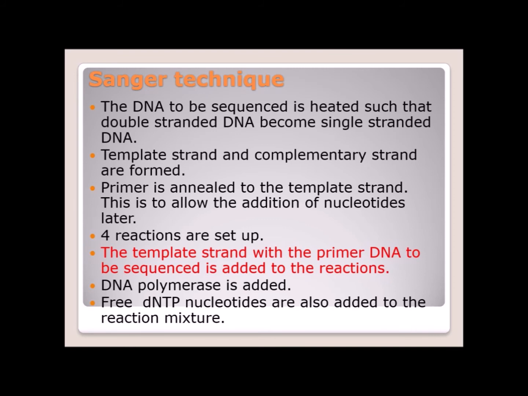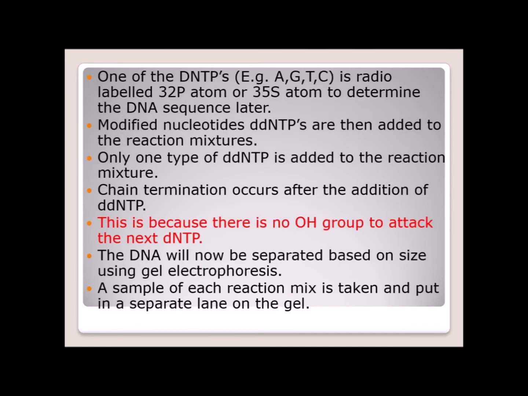Four reactions are set up. The template strand with the primer, the DNA to be sequenced, is added to the reactions. DNA polymerase is added. Free dNTP nucleotides are also added to the reaction mixture. One of the dNTPs, either adenine, guanine, thymine, or cytosine, is radio-labeled with a 32P atom or 35S atom to determine the DNA sequence later. Modified nucleotides, ddNTPs, are then added to the reaction mixtures.